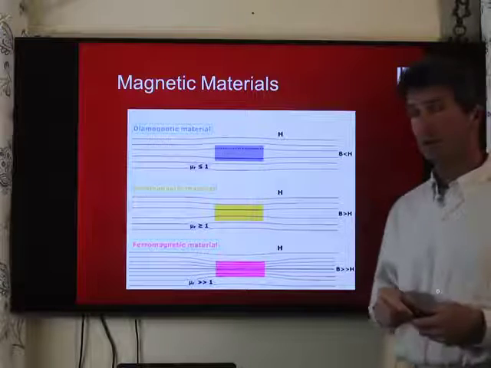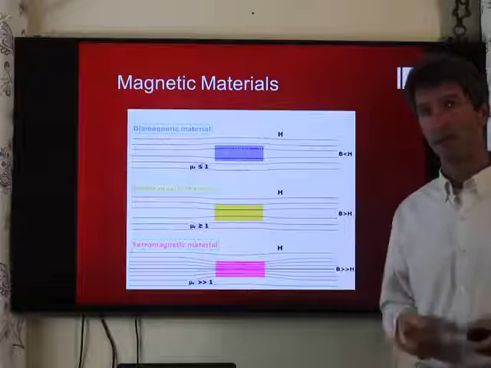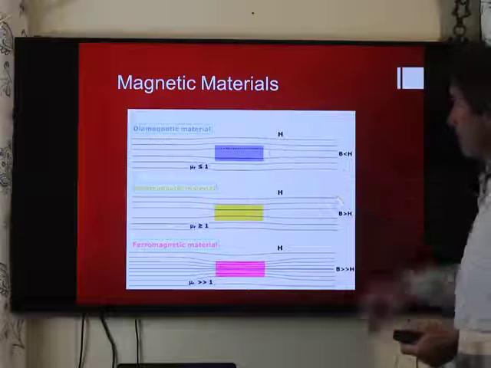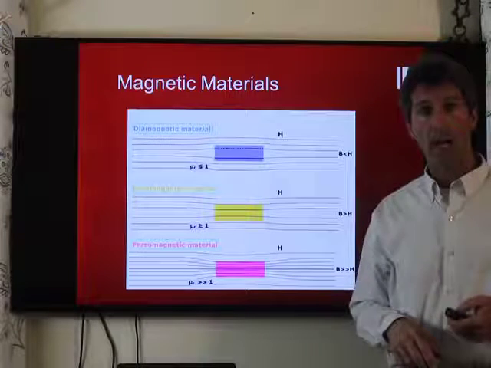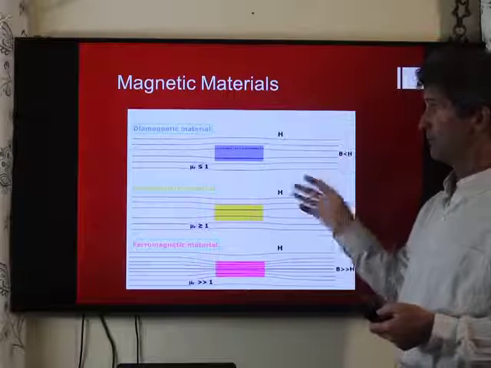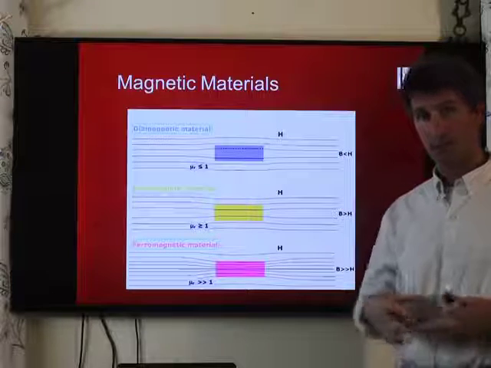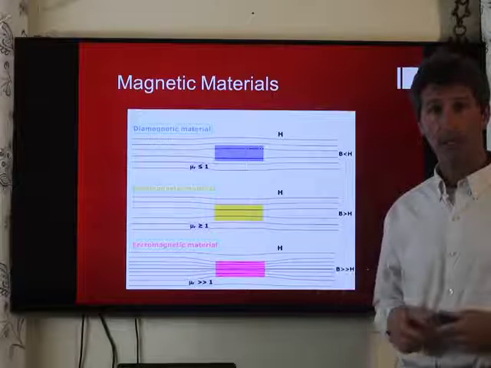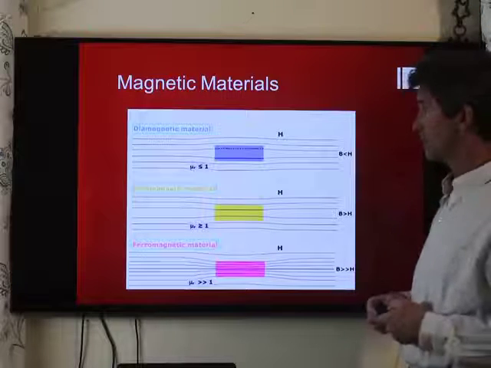Diamagnetic materials have a very low susceptibility. They will in fact repel magnetic fields or exclude magnetic fields. And a perfectly diamagnetic material will actually push out all the magnetic field lines, completely shielding the material.